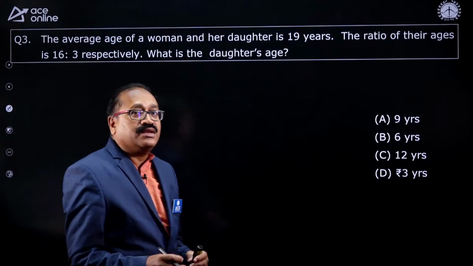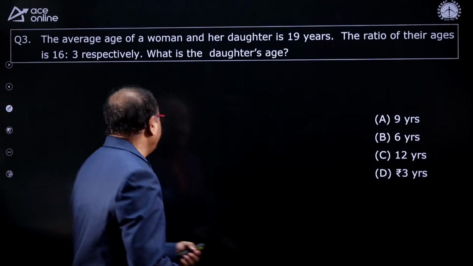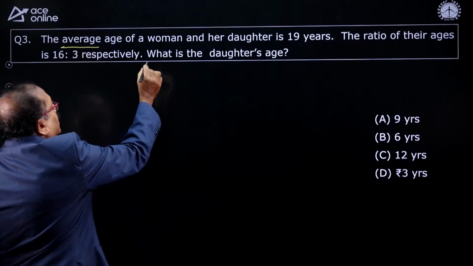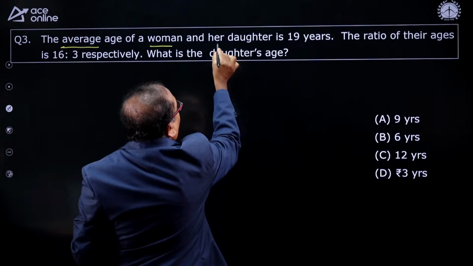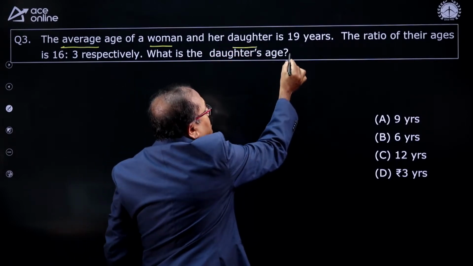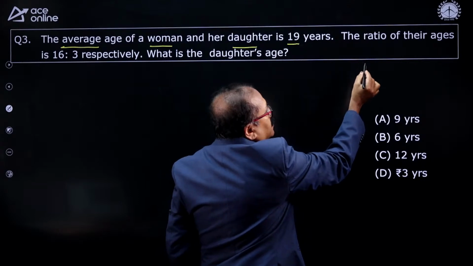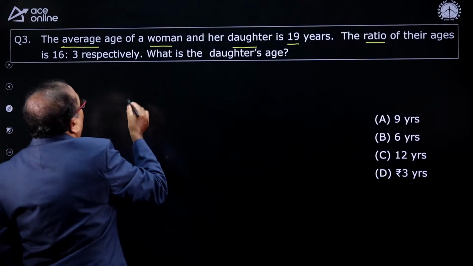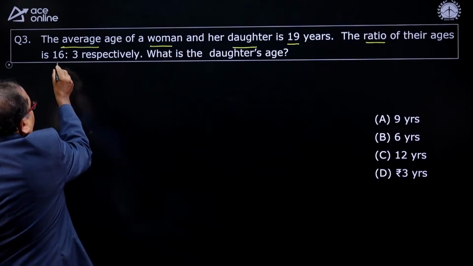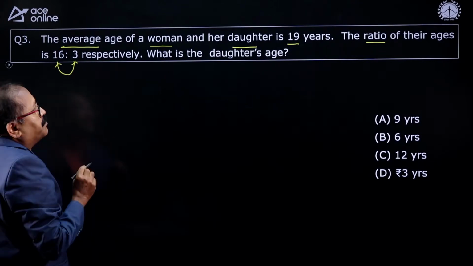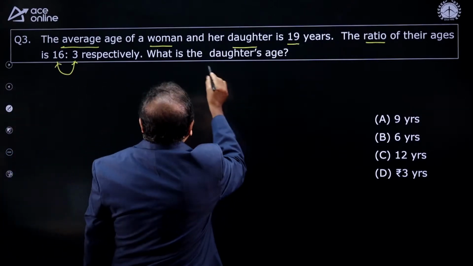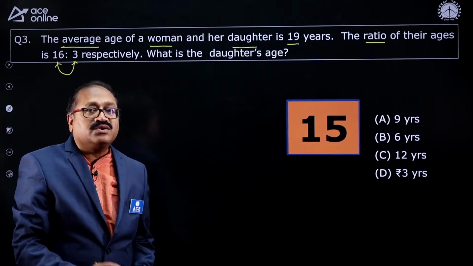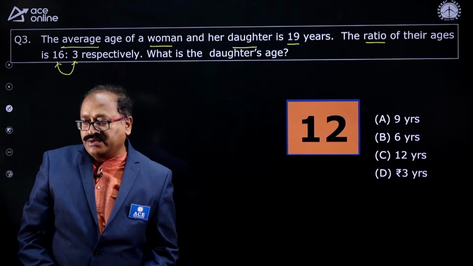I will read it and then I will give you 15 seconds to digest the question, right? Fine. So what is the question? The average age of a woman and her daughter is 19 years. The ratio of the age of woman and daughter is 16:3 respectively. What is the daughter's age? Now, here are your 15 seconds to see and respond to it.